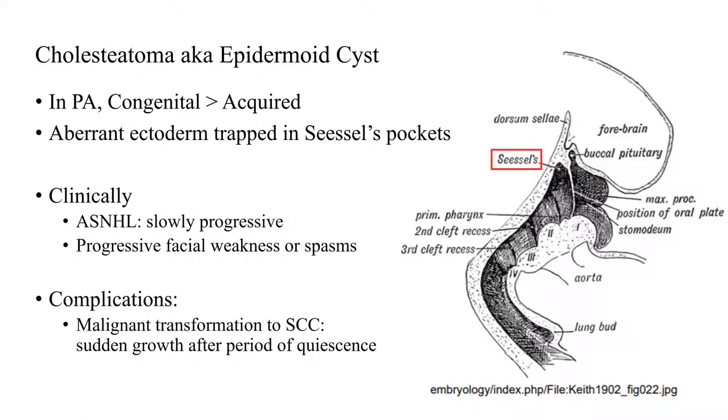Clinically, the patient would present with asymmetrical sensorineural hearing loss, which is slowly progressive. They may have a progressive facial weakness or facial spasms. And there are some cases described of malignant transformation to squamous cell carcinoma, which would be suggested if a patient has a sudden growth of the cholesteatoma after a period of quiescence.